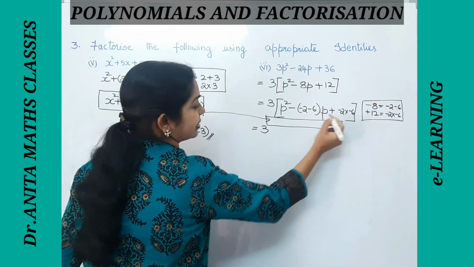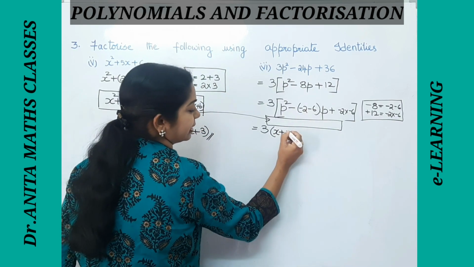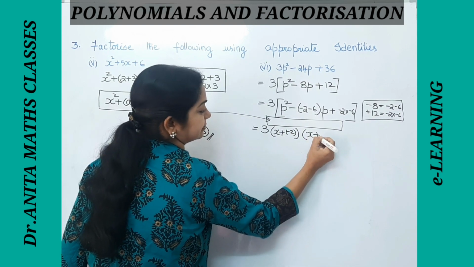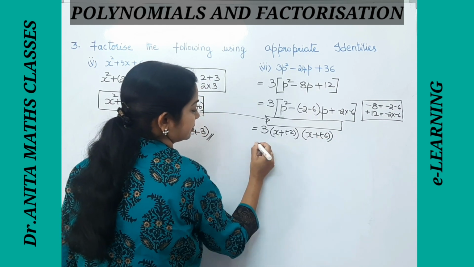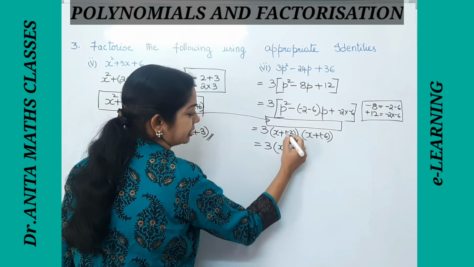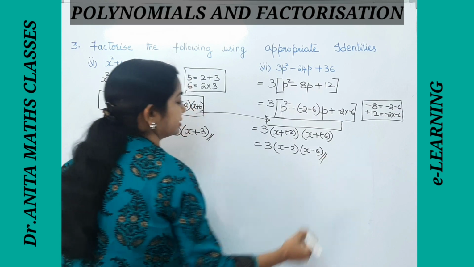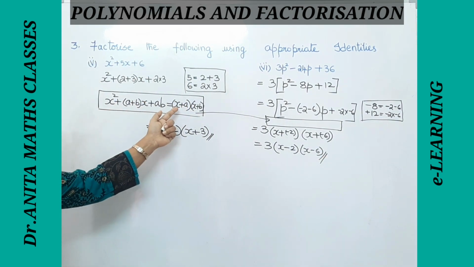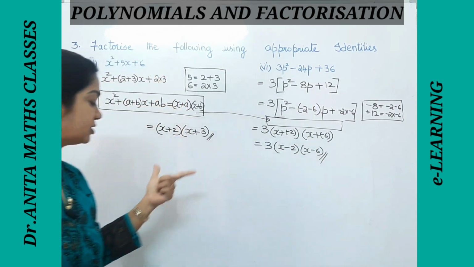Now it comes to x plus a, x plus b. So a is minus 2 and b is minus 6. So that comes to, let me open the bracket here, x minus 2 and x minus 6 are the factors. The identity we used is x square plus a plus b x plus a into b. This is the identity we have used. Pause the video and note it down.